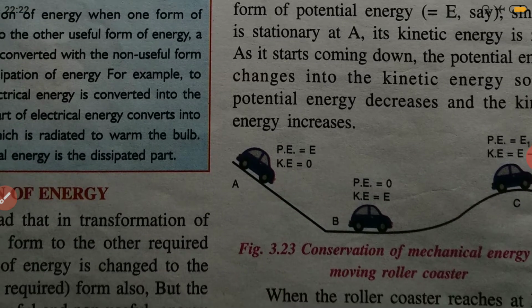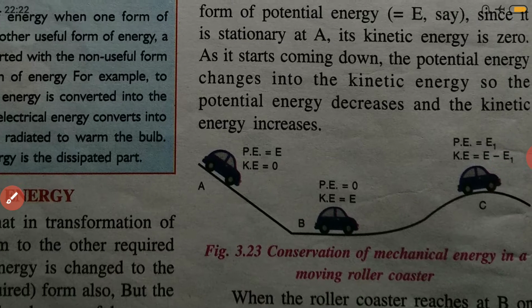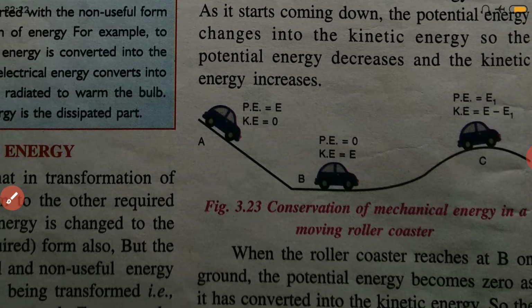So what happens as this car goes down, potential energy will change into kinetic energy. So at this point, at point B, what happens? The potential energy becomes 0 because there is no height, and the kinetic energy becomes maximum, right? And if this car is going up here, again the kinetic energy is changing into potential energy. As it starts coming down, the potential energy decreases and the kinetic energy increases.